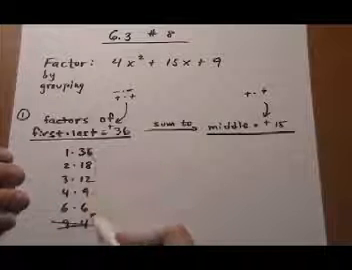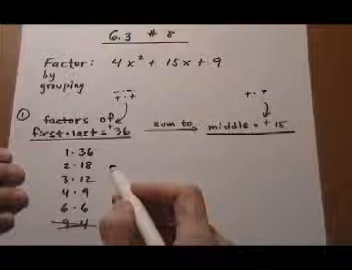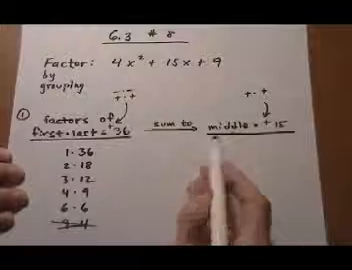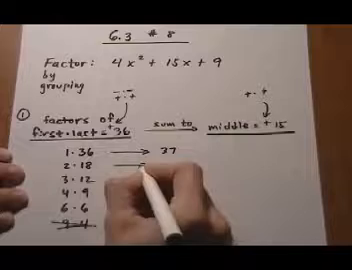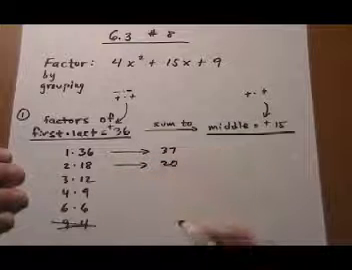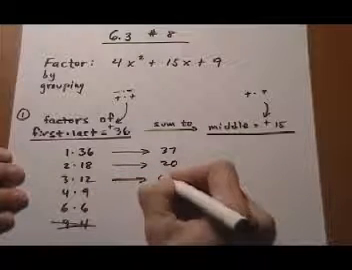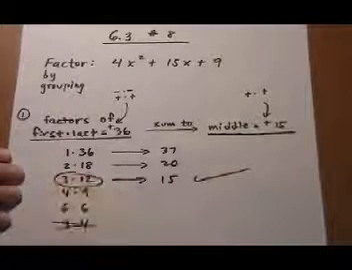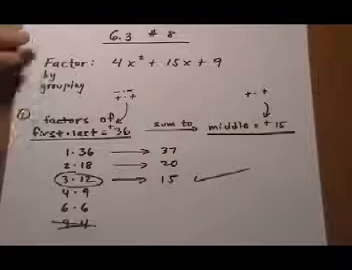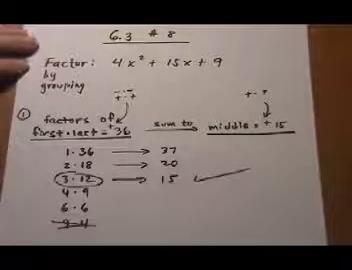So once you have your complete list of factorings, look to see which ones add up to 15. Well, this one adds up to 37. That one adds up to 20. That one adds up to 15. So that's the one we're going to use. We're going to use 3 and 12 to break the middle term. So that'll be step 2.